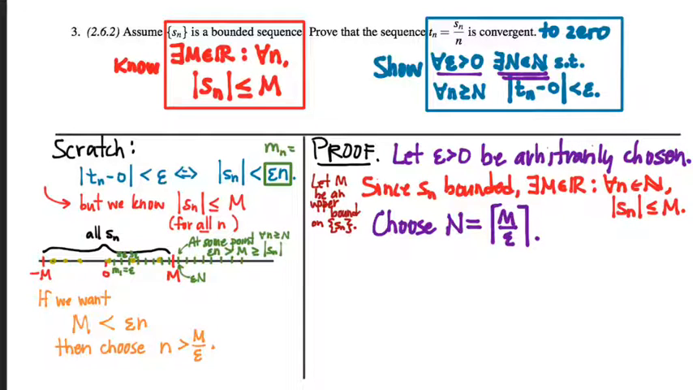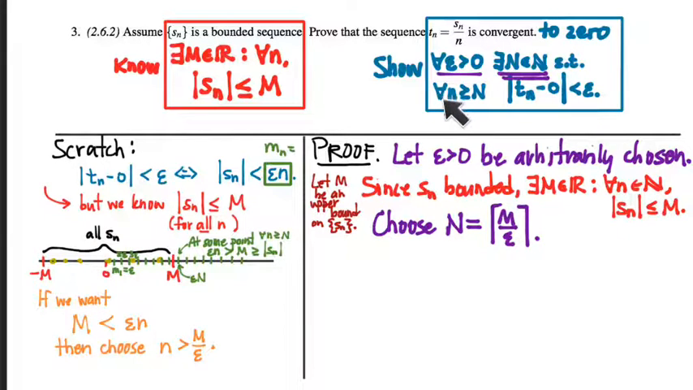Okay, so one way or another, we have to introduce our reader to m in our proof, and so we'll add that statement in red there. Let m be the real number which meets this definition, which we know to be true because we're assuming that the Sn's are bounded. Then we can choose capital N equal to the ceiling of m over epsilon.